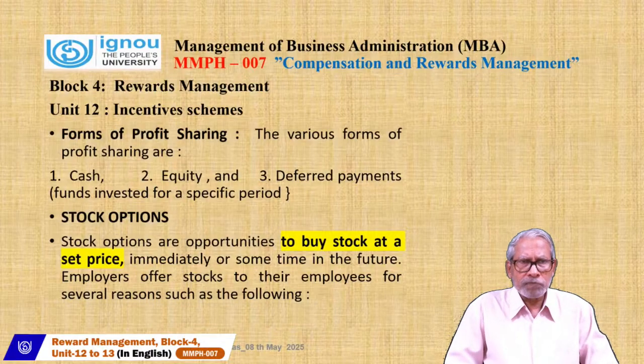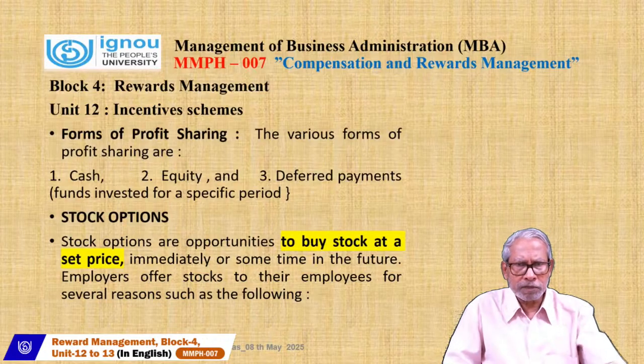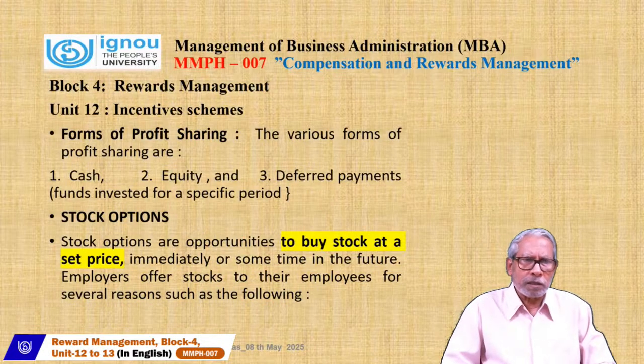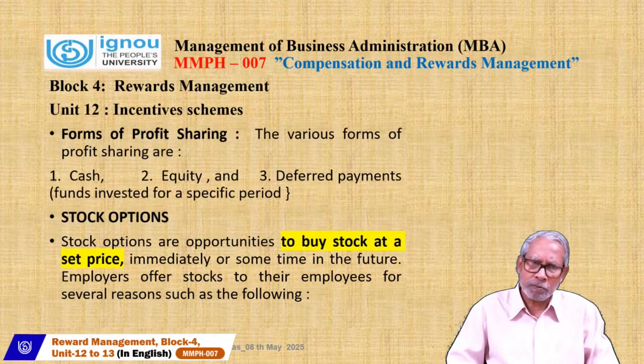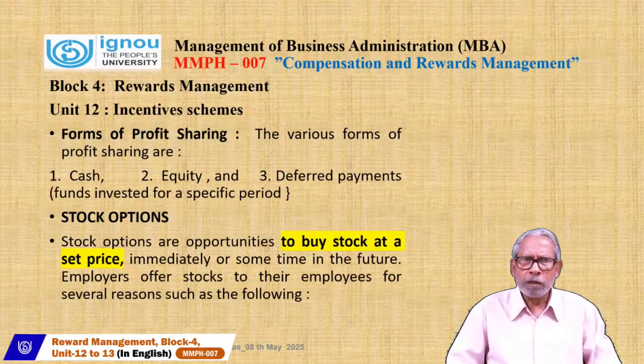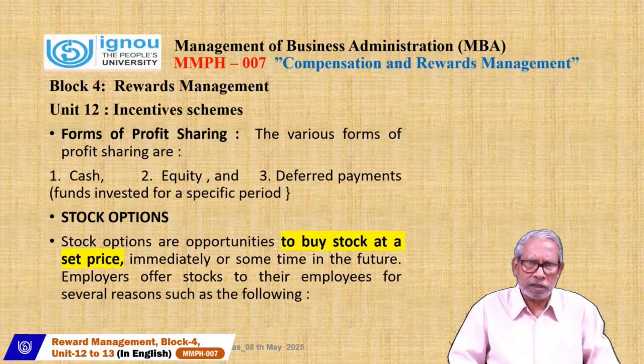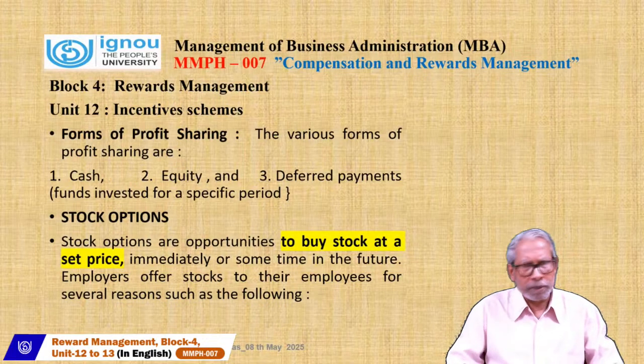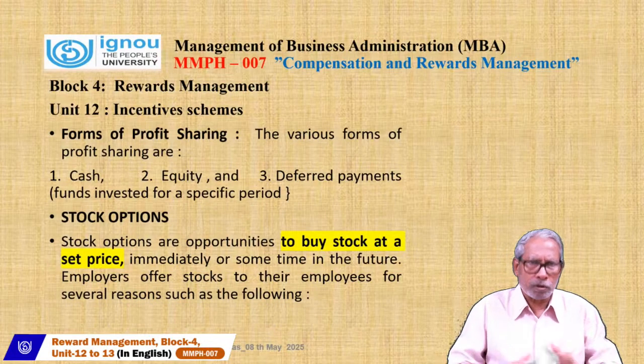Firstly, now some forms of profit sharing. The various forms of profit sharing are cash, equity, and deferred payments, and funds invested for a specific period, because sometimes payment is given based on invested funds. The company holds the funds and has to give the payment after a certain period, maybe 3 years or 5 years, just like a bond.